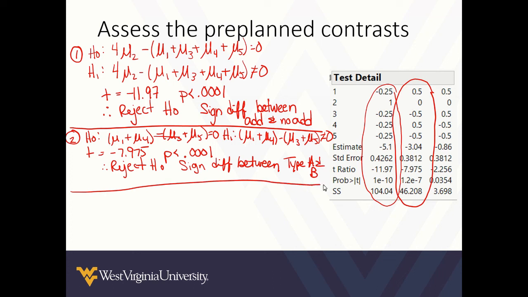And so the last thing we are going to assess is the 2 different manufacturers. And so this would be a null hypothesis of mu1 plus mu3 minus mu4 plus mu5 equals 0 to the alternative hypothesis mu1 plus mu3 minus the quantity of mu4 plus mu5 does not equal 0.